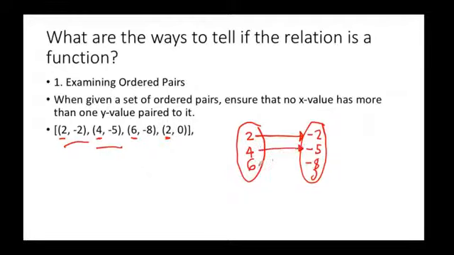And then 6 is paired to -8. And then 2 is paired to 0. So this is not the kind of relation that is very useful in mathematics. What we want is, given 1 input, there is only 1 output and nothing else. If that is the case, we call that a function.